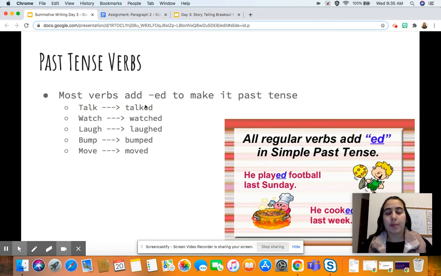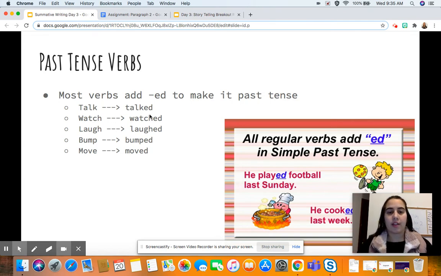Remember that most verbs, you add an -ed to the end of them to make them past tense. And we've been talking about this and working on this, right? So talk goes to talked. So you can say, like, today I talked, yesterday I talked to my friend and we talked about blah, blah, blah, right? And you can go into a story about that.